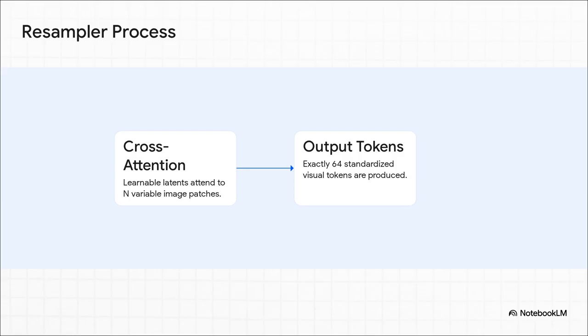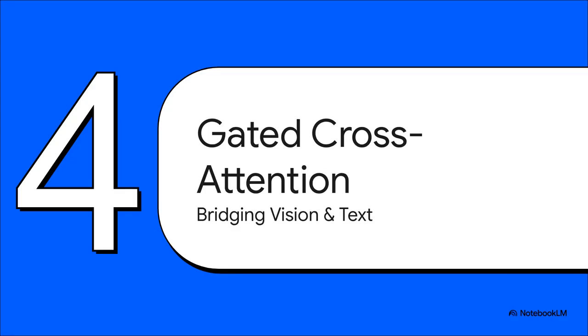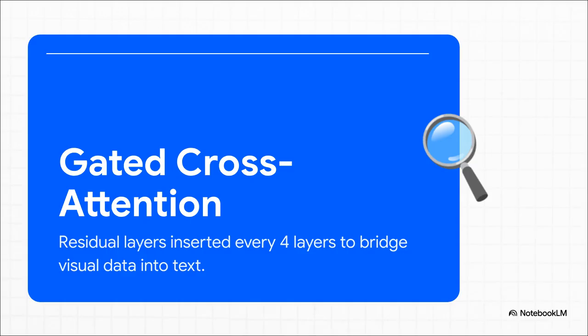It's honestly an incredibly elegant way to keep the data stream predictable, which saves engineers a massive amount of computing headaches. Which leads into Part 4, the gated cross-attention bridge. So we've standardized the images, but how do we actually merge them into the text stream without completely breaking that frozen LLM? Well, DeepMind built bridges.